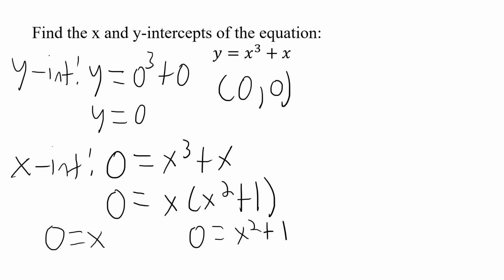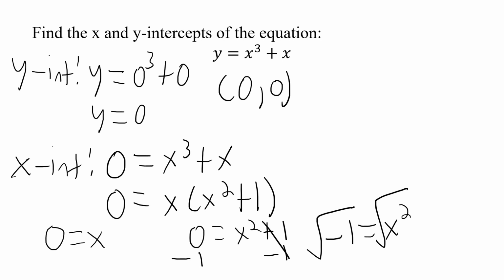What's going to wind up happening is this 0 equals x is good, but if I try to solve 0 equals x squared plus 1, I would subtract 1 on both sides, and I would get negative 1 equals x squared. If I then take the square root of both sides, I would get imaginary numbers. Your calculator can't do this square root of negative 1 because it's not a real number. So we're not going to have an x-intercept for this part of the equation. The x squared plus 1 is not going to give us an x-intercept.